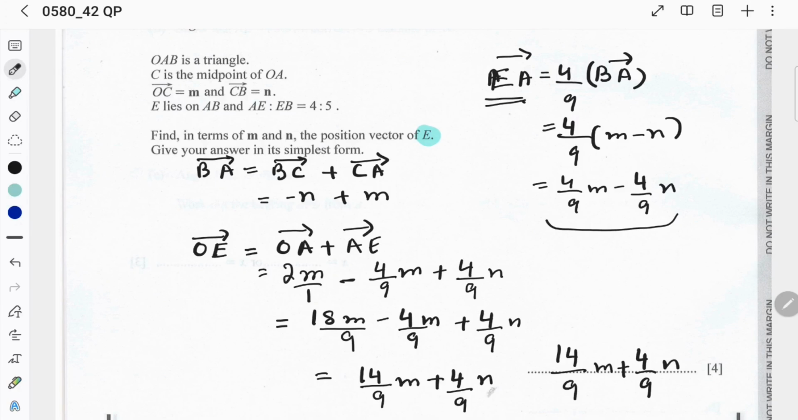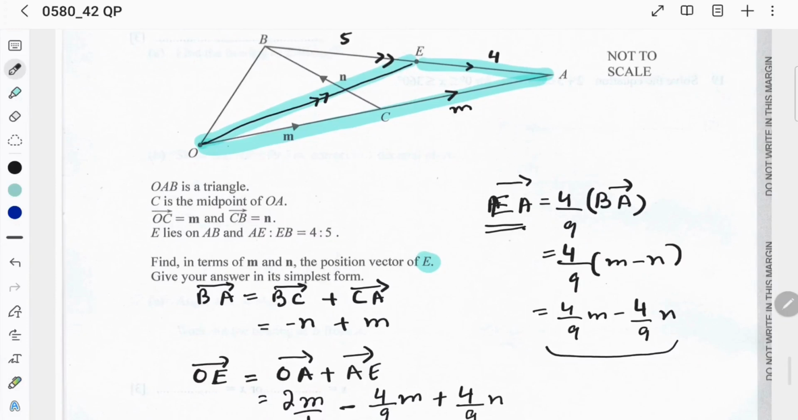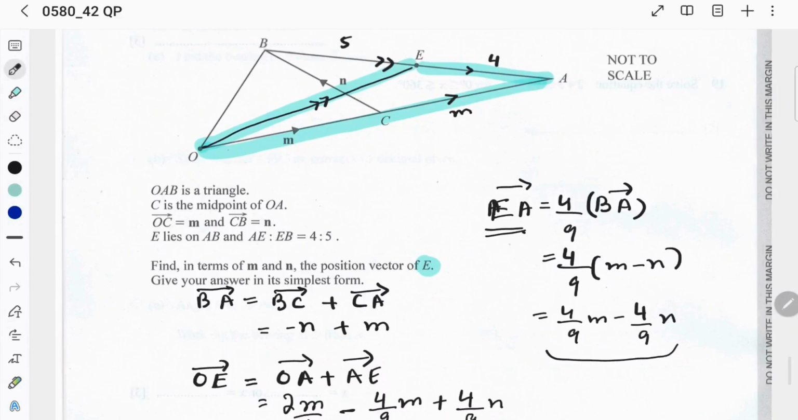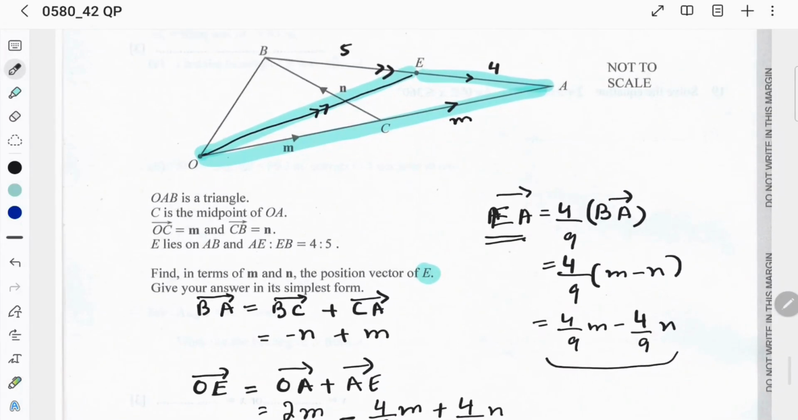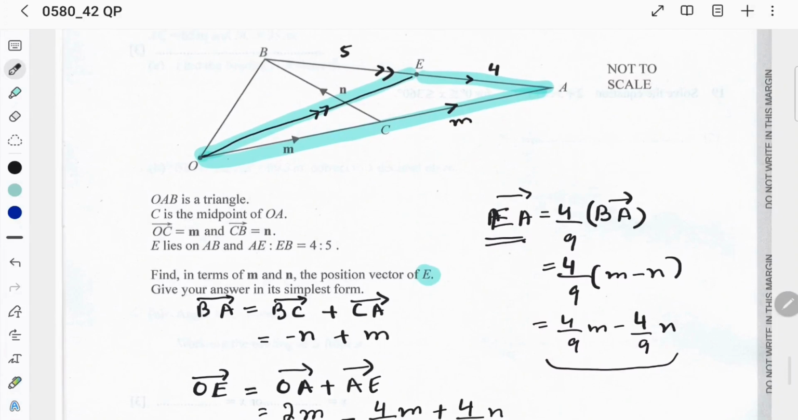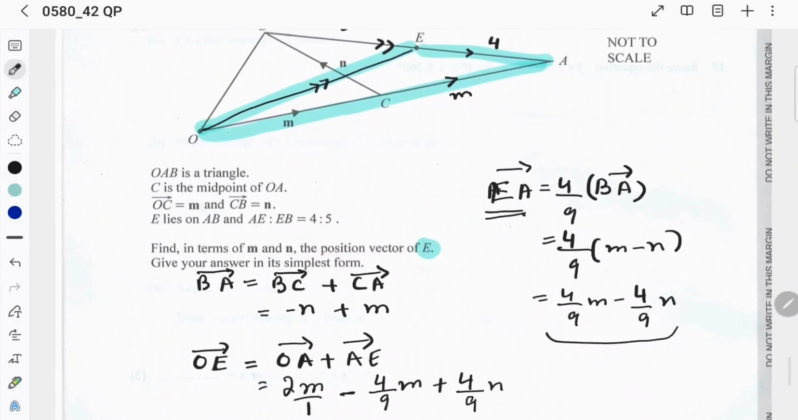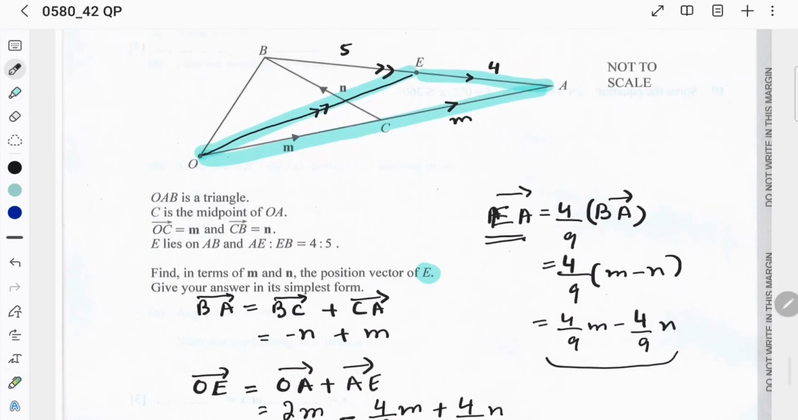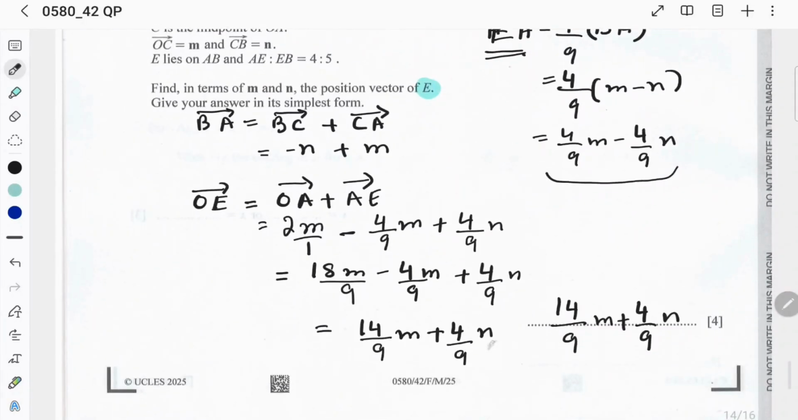And this is a 4 marks question. I'm just repeating it. This is your vector question. So first of all, to find out OE, we found BA. After finding out BA, we can easily find out OE, because AE is 4 over 9 of BA. Directions are very important whenever you write down, otherwise the signs will be different, and if you have to add, you will subtract, then the final answer will be wrong. Then OE will be equal to OA plus AE, and then you substitute everything carefully and find your answer.